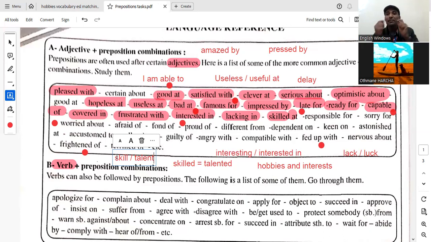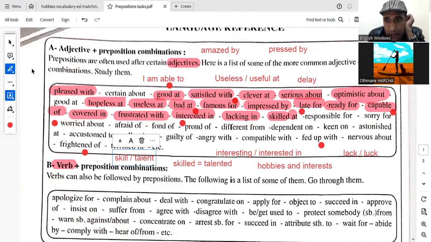My mom is skilled at knitting. We saw this hobby last session, right? Knitting. Okay, so my mom is skilled at knitting. Skilled, it means talented, right?